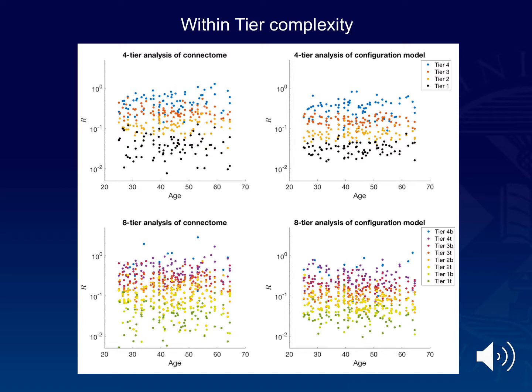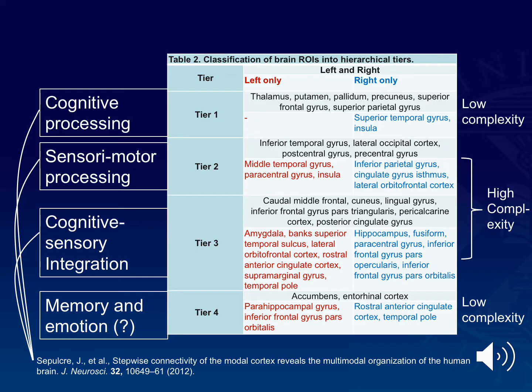We couldn't find a statistical difference in the means, but tier 2 and tier 3 both showed quite strong statistical differences in their means. So this is quite interesting. If we relate this back to what we have before, we see that for cognitive processing, memory and emotion, the nodes involved here don't vary so much in the kinds of connectivity patterns they make. Whereas in sensory motor processing and cognitive sensory integration, there's much more variability in the connectivity patterns made by the nodes in these tiers.